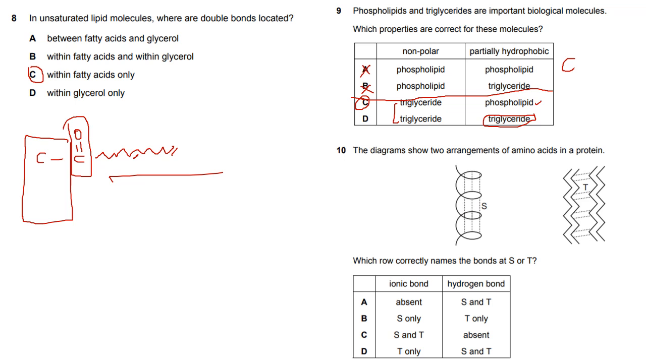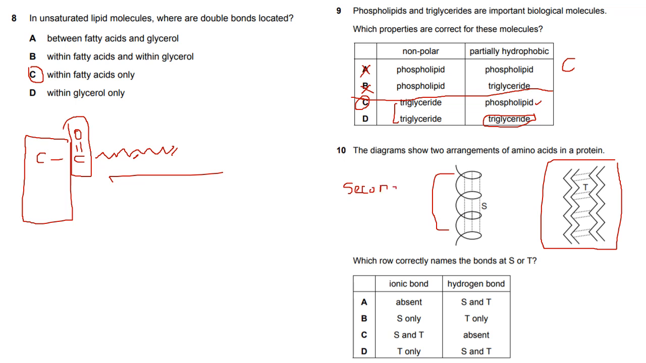Number 10 says the diagram shows two arrangements of amino acids in a protein. Which row correctly names the bonds at S or T? So first thing I would say when you have a question like this is identify these two structures. What exactly are these? It says amino acids in a protein, so you know this is some form of protein structure. This is certainly not a primary structure, because the primary structure is simply the sequence of amino acids in a polypeptide chain. This looks like an alpha helix to me. Over here, this looks like an alpha helix, and this over here looks like a beta pleated sheet, and these two are secondary structures of proteins.